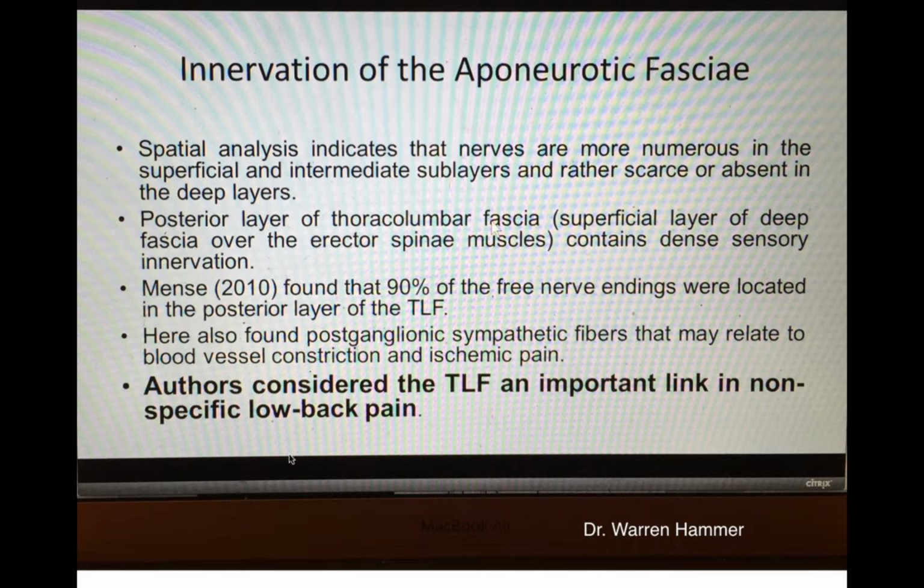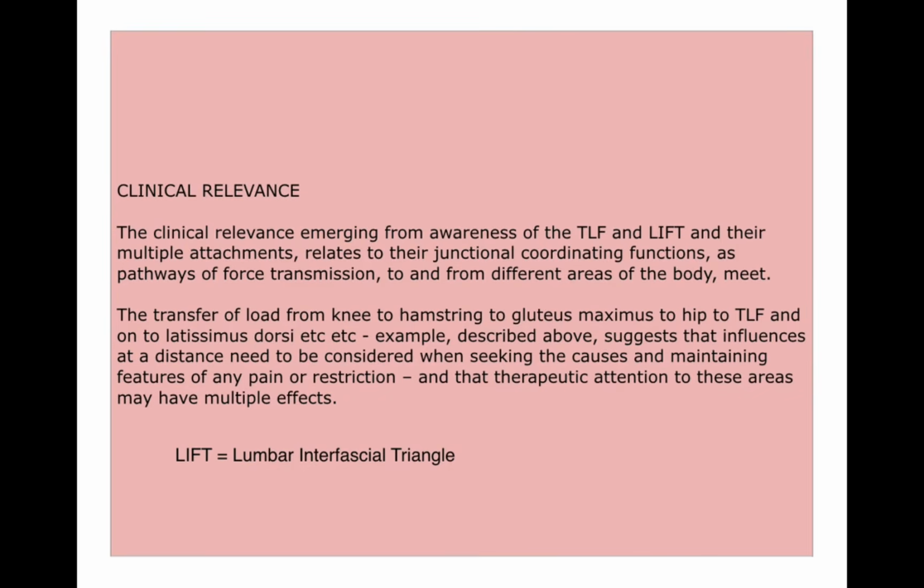So this is from a presentation that I saw with Dr. Warren Hammer, who's a very brilliant chiropractor and teaches a lot of fascial manipulation. And it's very interesting. You see here, I'll look at the third line down. Mentz's 2010 found that 90% of the free nerve endings were located in the posterior layer of the thoracolumbar fascia. And the fascia has a lot of deep sensory innervation. So what did we say before about motor control? It's sensory information, correct? So the authors considered thoracolumbar fascia an important link in nonspecific low back pain. Nonspecific low back pain means they have no freaking idea why your back hurts. So now you're going to be able to see how the thoracolumbar fascia will be tied to that.